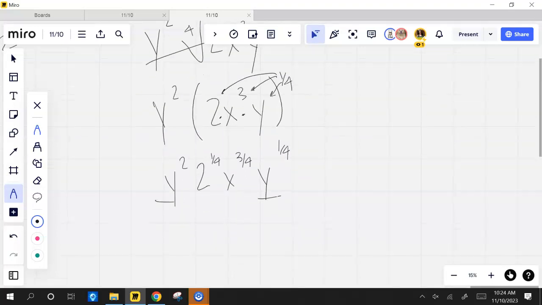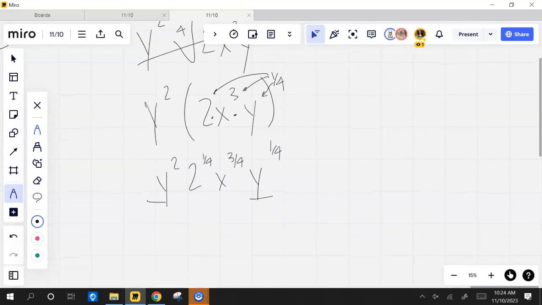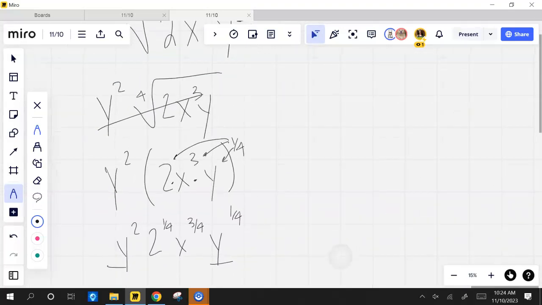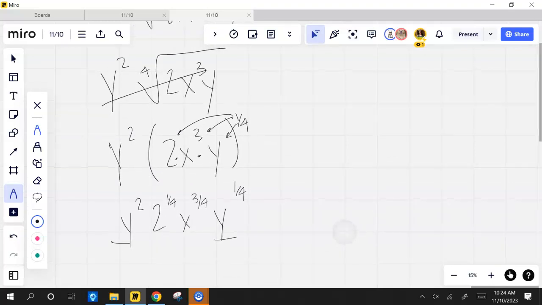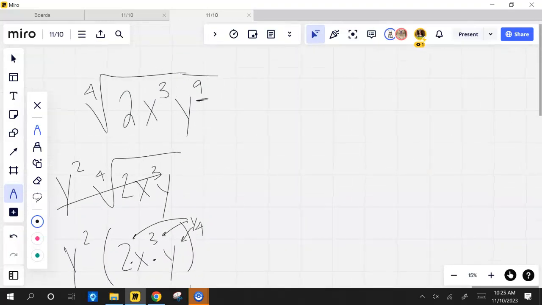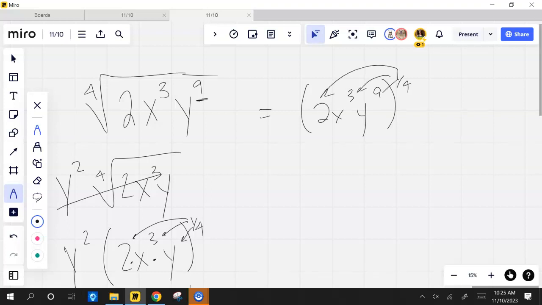Can you separate them? Okay, wait, can we start from like the beginning? Yeah. If I do this, right, I could literally just do this. So I'd get 2 to the 1/4, x to the 3/4, y to the 9/4.